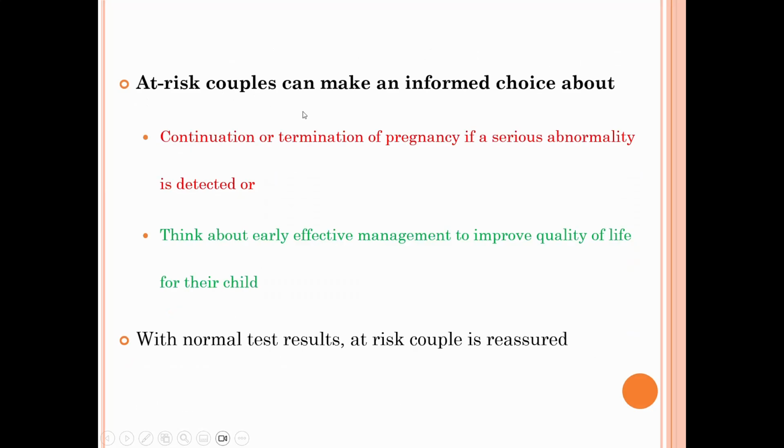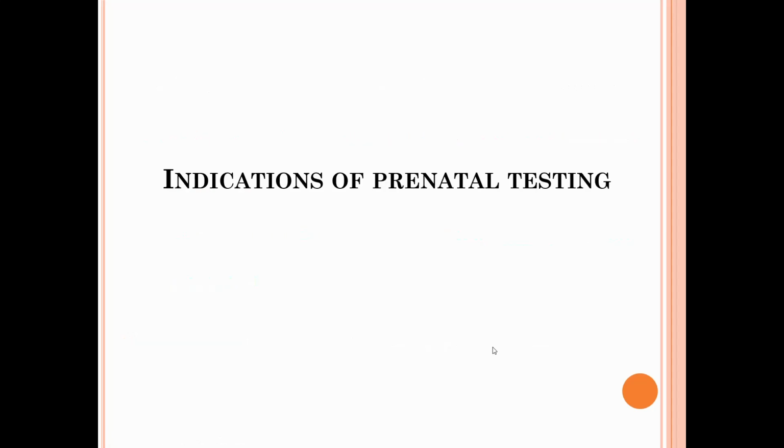Who are the at-risk couples? Those who have different reasons which can put them at risk of having any kind of genetic abnormality. At-risk couples can make an informed choice about continuation or termination of pregnancy if a serious abnormality is detected, or think about early effective management to improve quality of life for their child. With a normal test result, at-risk couples can be reassured.